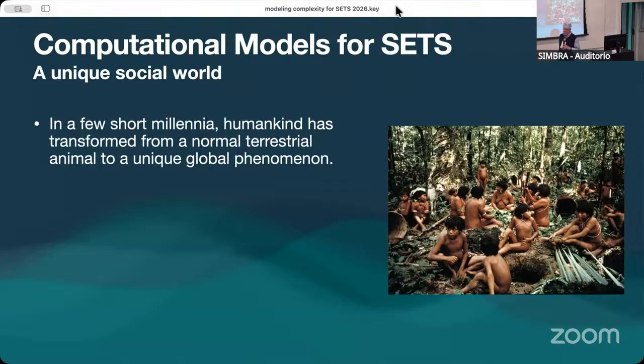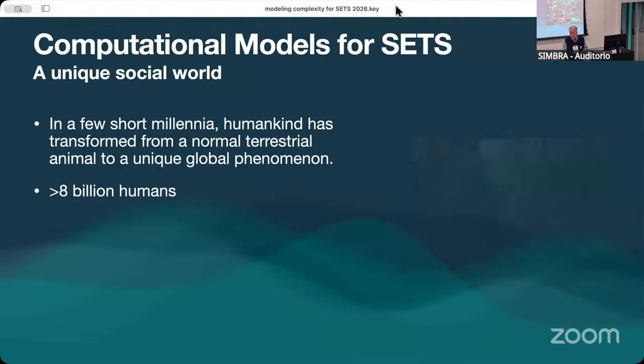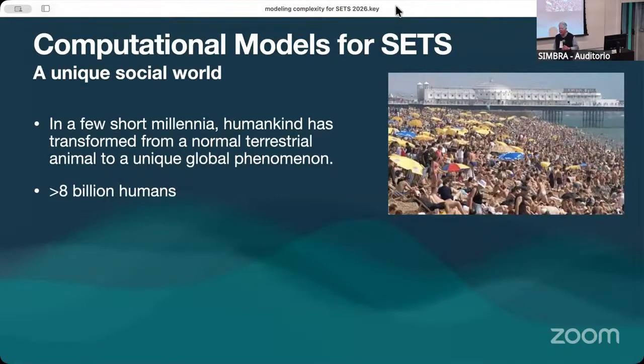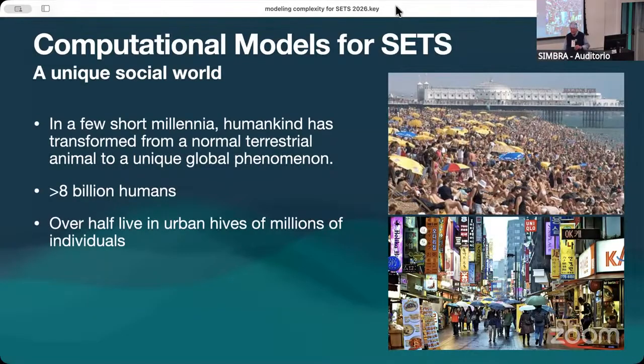This is something, as a historical scientist, I can say: just a few short millennia ago, a few short thousand years ago, humanity transformed from being normal organisms, normal mammals, and became a unique global phenomenon. There are over 8 billion people now on the planet, and over half of them live in hives of millions of people like the one we're in here right now today. That is not normal for almost any animal, especially not any mammal.